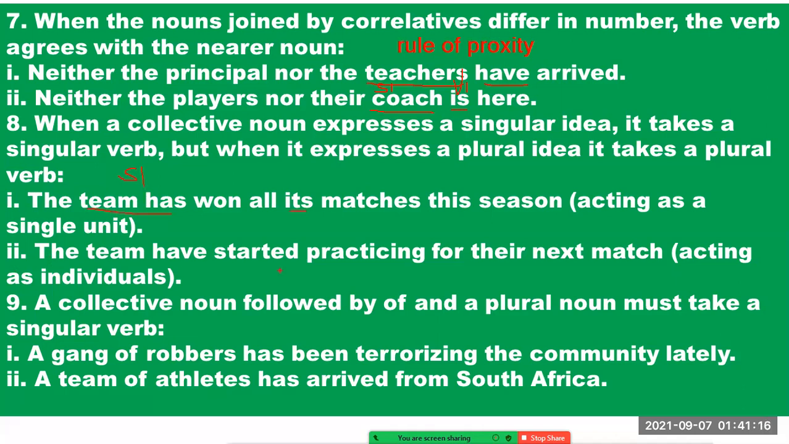Now let's look at II. The team have started practicing for their next match. Now we are looking at the individual players in the team, acting as individuals. So looking at the team from this angle, we are now looking at the team as a plural subject and no longer as a singular subject. In sentence I, we saw it as a singular subject because it is acting as a single unit. But here, the same team, we are using the plural verb, the team have started practicing for their next match.